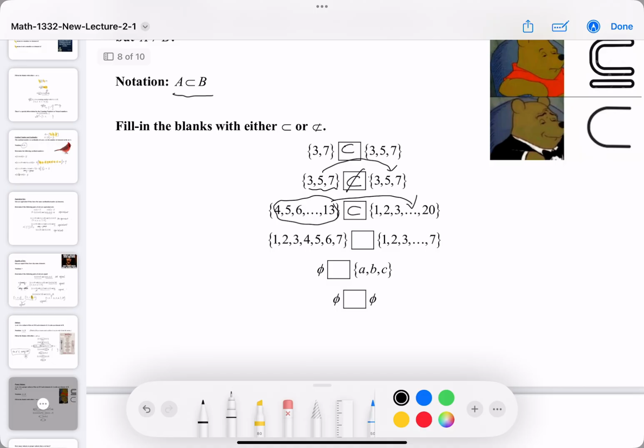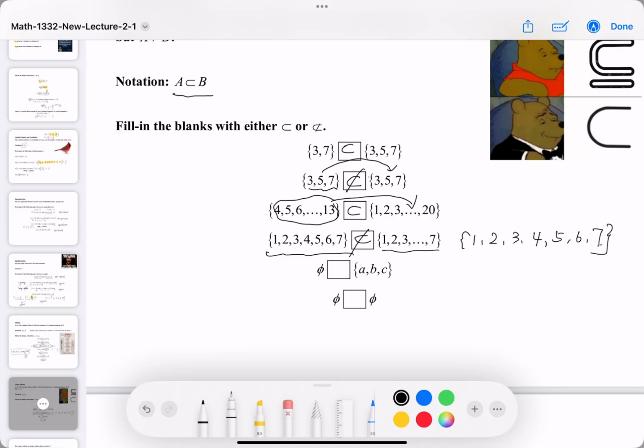Okay, next one, 1, 2, 3, 4, 5, 6, 7. Do you think the left-hand side is a proper subset of the right-hand side? I don't think so. Why? Because they are exactly the same. If I expand this one, I'm going to have 1, 2, 3, 4, 5, 6, 7, exactly the same set on the right as on the left. So I'm going to say it's not a proper subset.